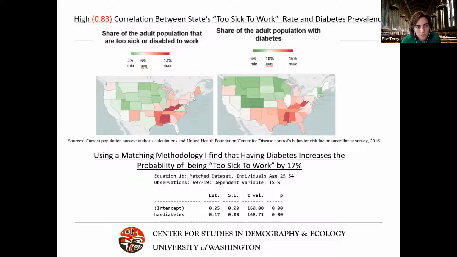Now, this depressing finding sheds light on a potential opportunity for policymakers. Policies have the potential to turn these statistics around by encouraging healthy behaviors such as diet and exercise that can reduce diabetes and in turn bolster economic growth through greater labor market participation.